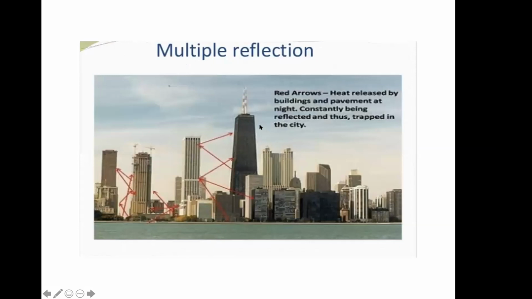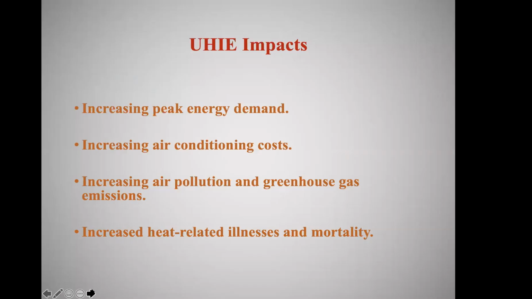Multiple reflections are just what they sound like. Remember, every time light is reflected, a certain part of that light is absorbed and a certain part of it is reflected. With tall buildings where you get multiple reflections, by the time all the reflecting is done, so much of the energy is already absorbed that much of the energy stays trapped in the city and continues to contribute to the urban heat island effect.